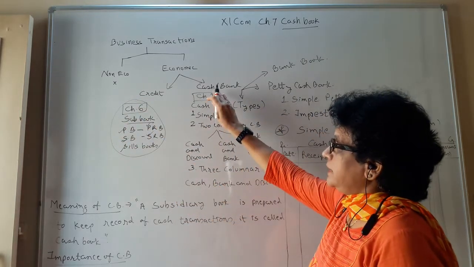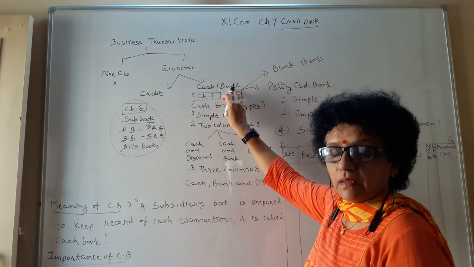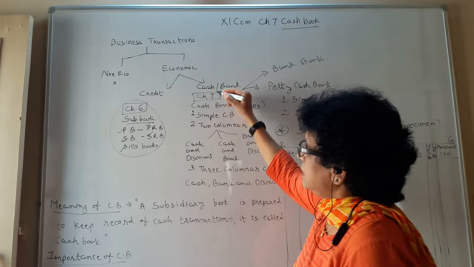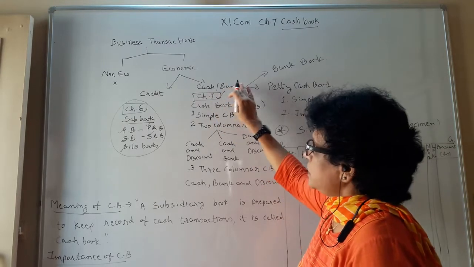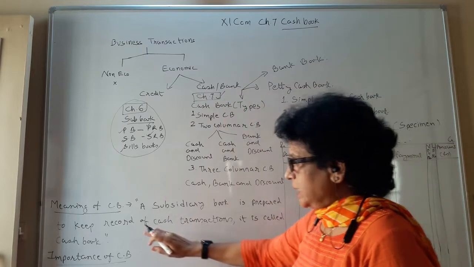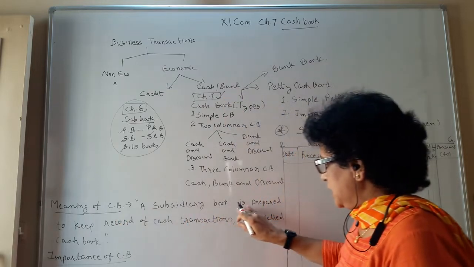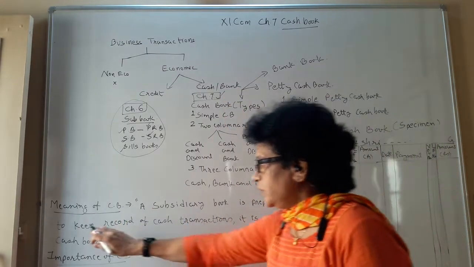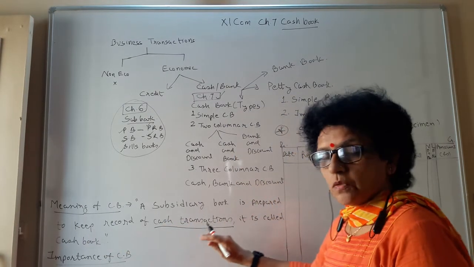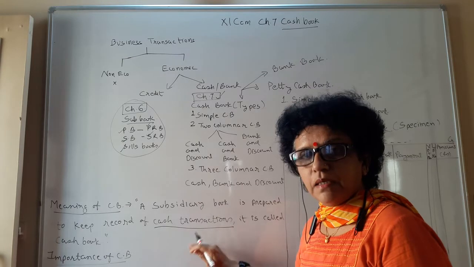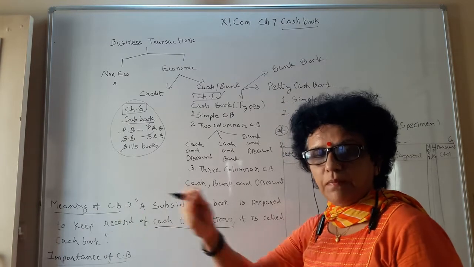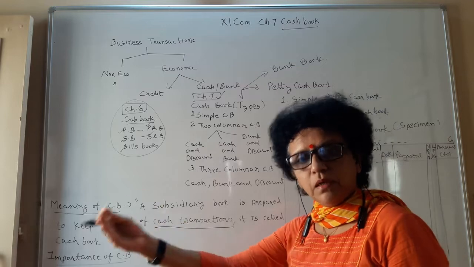Now, at that time, we know that one of the other subsidiary books is the cash book. So now let us see in our chapter 7 about the cash book. So what does the cash book mean? The cash book means a subsidiary book prepared to keep the record of cash transactions. So what is the main important aspect? It should be a cash transaction in which cash may be coming in or cash may be going out.